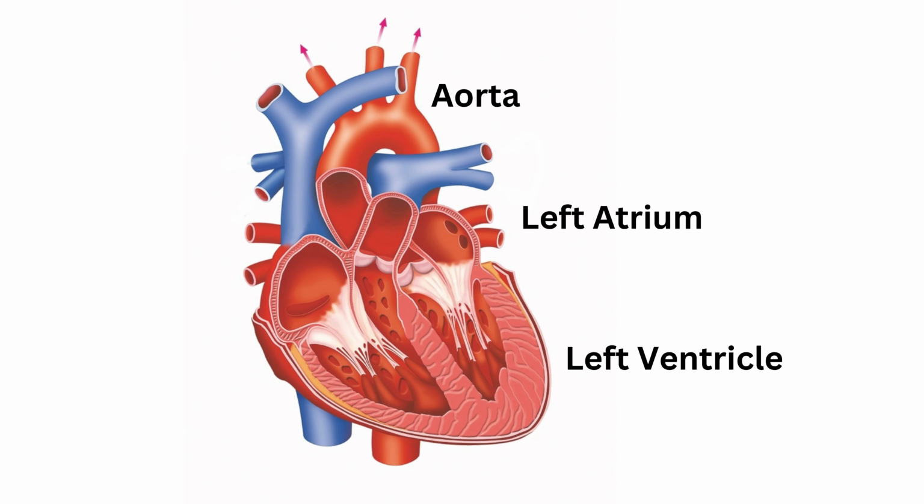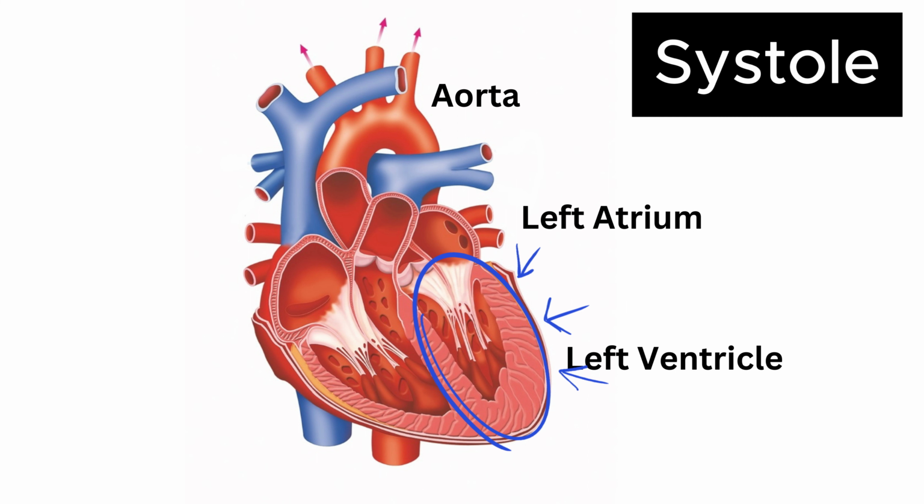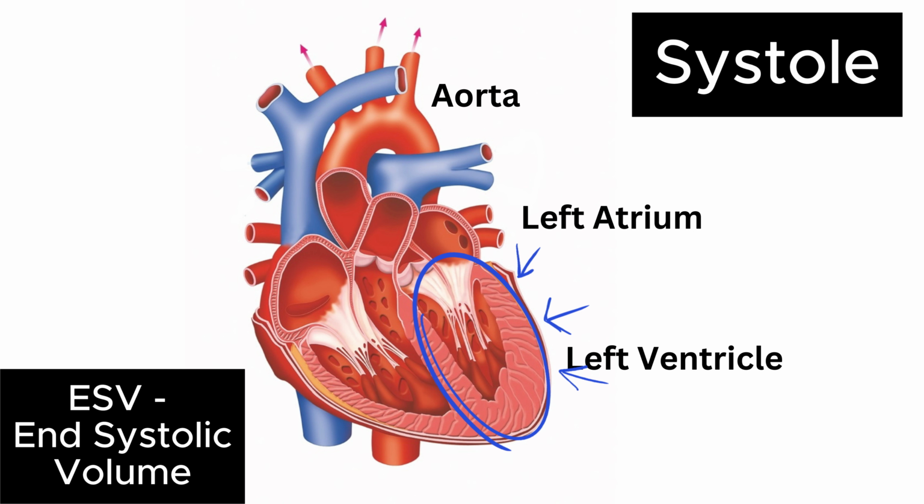After the relaxation state, the heart contracts to push the blood out of the left ventricle through the aorta for circulation in the body. The contraction state is called systole. At the end of systole, most of the blood is ejected by the heart, but not 100%. There is still some amount of blood left in the left ventricle. At the end of the systolic state, the leftover blood volume in the left ventricle is called end systolic volume, in short ESV.